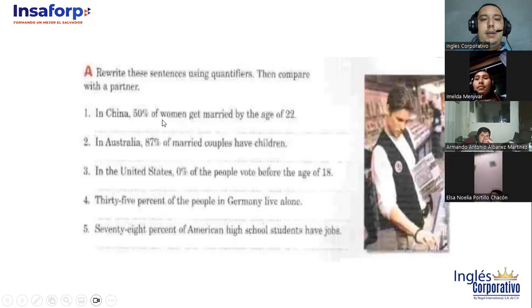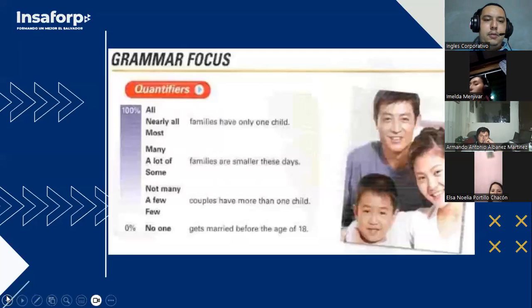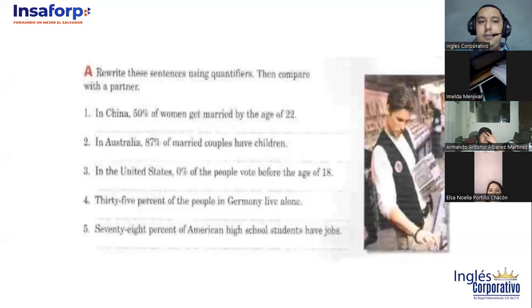Or we can say it in another way, like in China, a lot of women marry. We can say that in China, 50% of women get married at the age of 22. It's like rearranging the parts and moving them around. We can also say, nearly all in China, 50% of women get married at the age of 22. We can rewrite it in that case too.